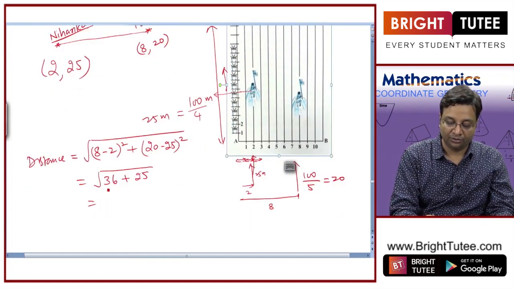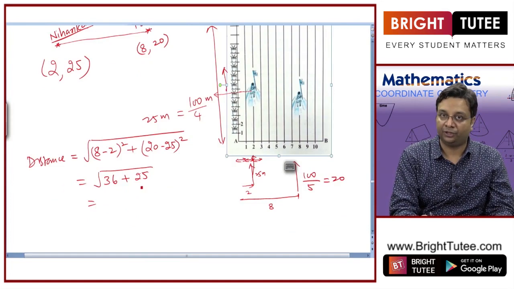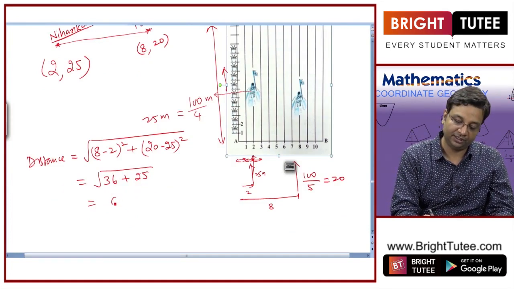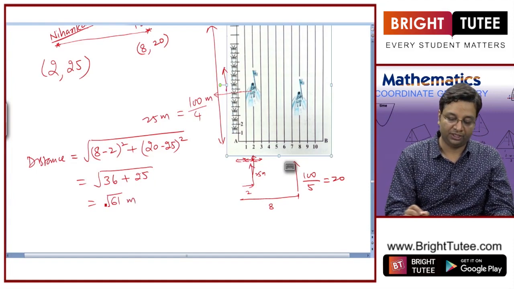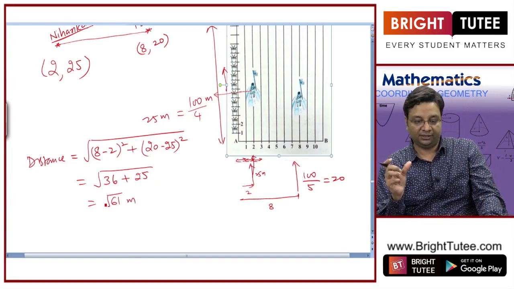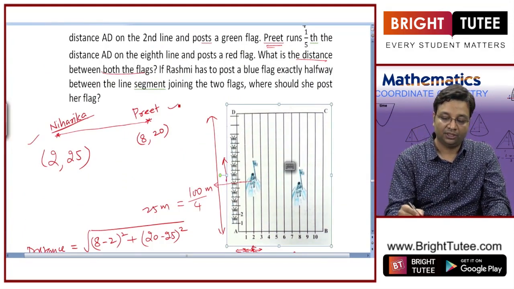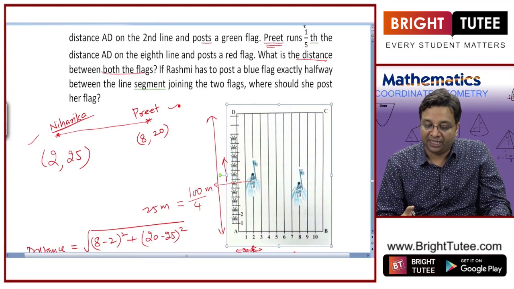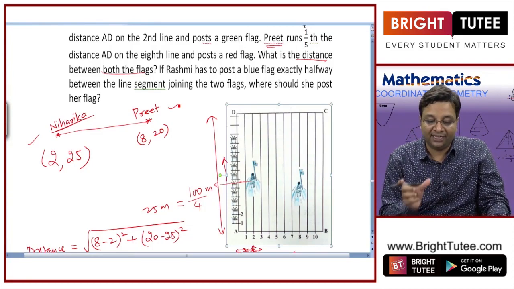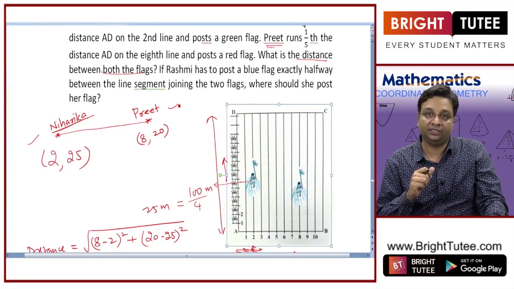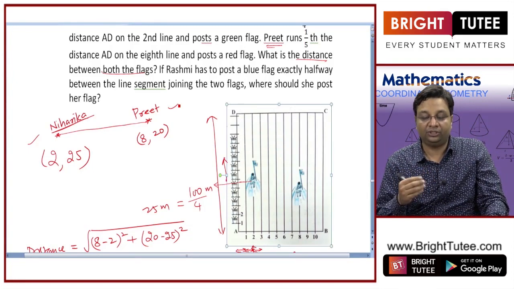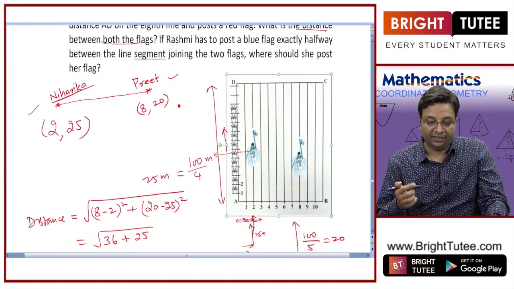So it will be equal to 36 plus 25 is 61. So root of 61. This is the distance between these two flags, right? They have posted the flags in these positions. So this is the distance. Now Rashmi has to post a blue flag exactly halfway between the line segment joining these two flags. Where should she post that flag, right?